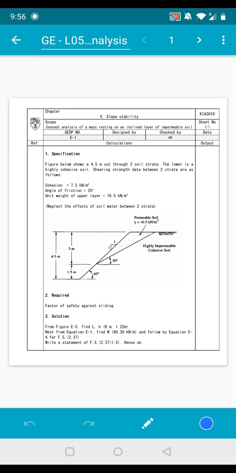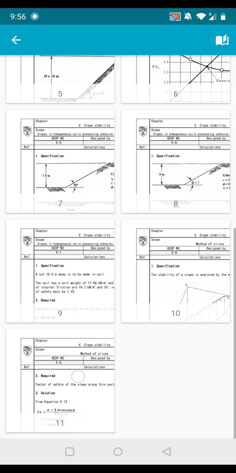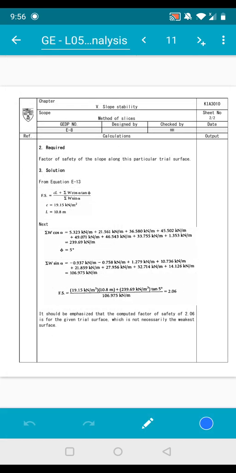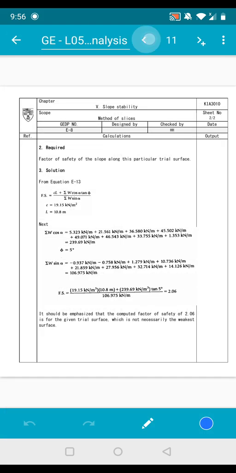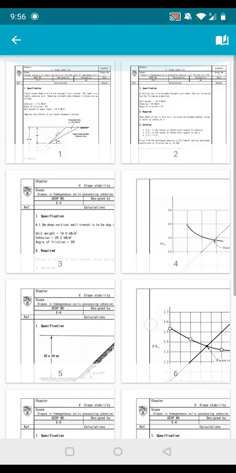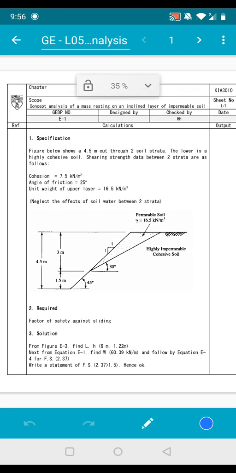Today we're going to discuss the design pad on slope stability. In this design pad, a total of 8 problems were given, and we're going to be discussing them in detail. Now let's start off with the first problem. The specification is given as follows.